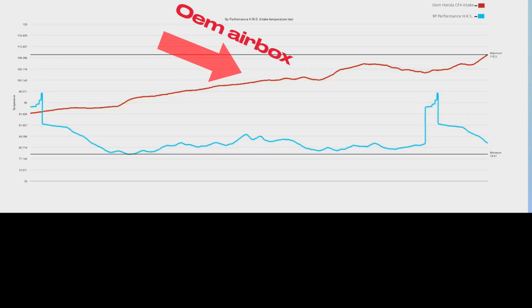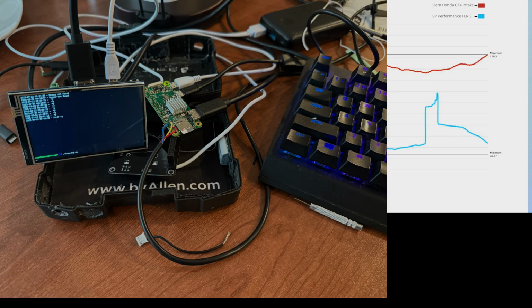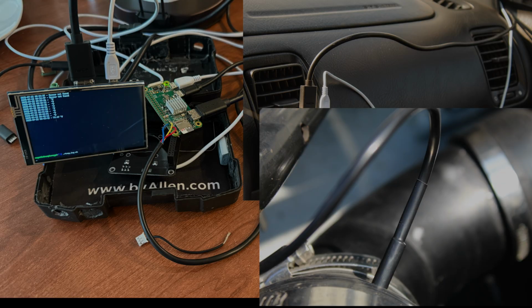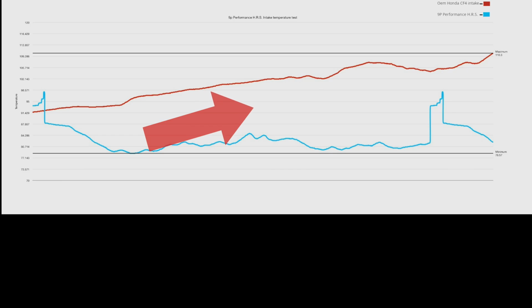If you've seen episode 1 on intake fundamentals and testing, you'll remember this graph. This shows the air temperature plotted on a graph during a 30-minute trip with my OEM intake. I used this test rig which I created and ran a DS18B20 temperature sensor, which is accurate to a degree Fahrenheit and logged the intake air temperature every half a second. Now this is where we get into the recovery time portion of the video, and what you'll notice is the intake air temperature never actually came back down, not even for a second.